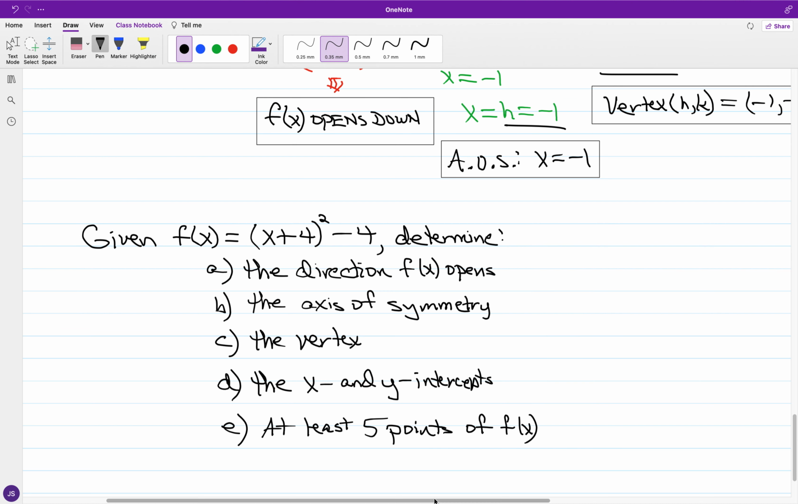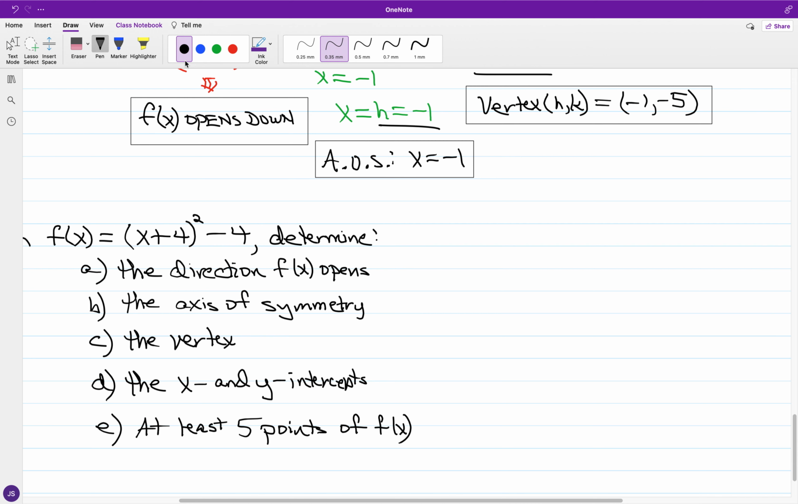So we have this function provided in vertex form. And once again, for the first 3 parts, we can determine just what the direction will be, the axis of symmetry, as well as the vertex. And so just looking at what we have now. Let me plug this in. Here we go.